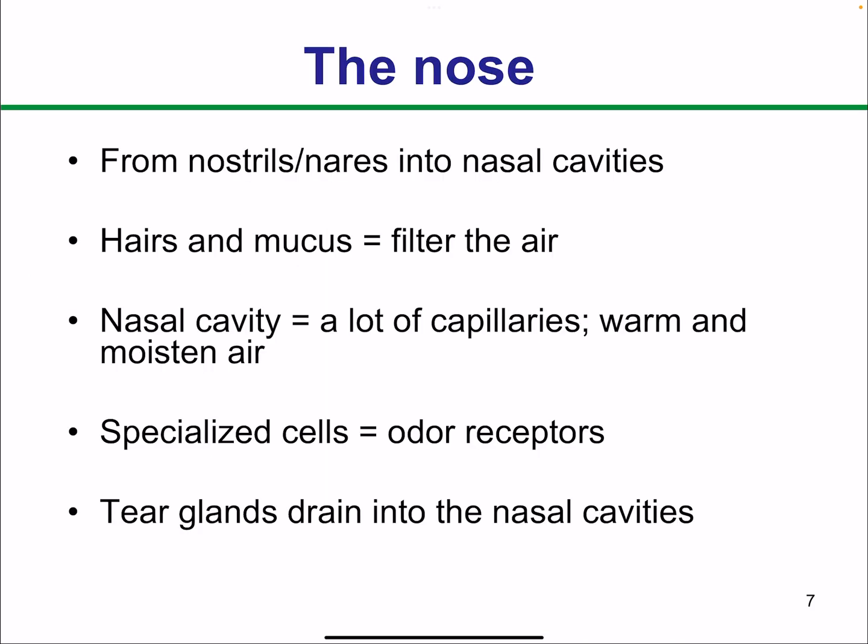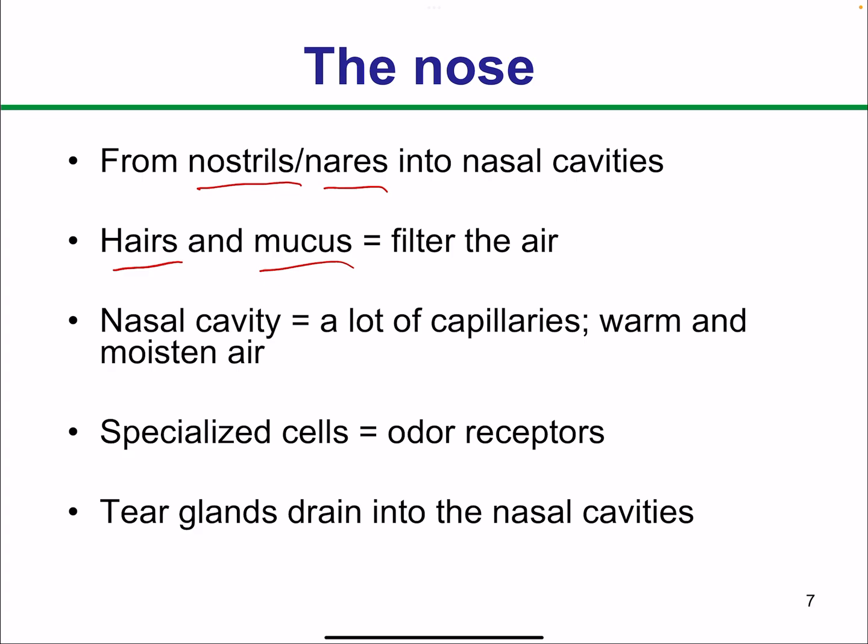Now, the nose is made up of nostrils or nares. From the nostrils, you get to the nasal cavity, where you have hair and mucus. Their job is to filter the air because there are a lot of particles in the air, and many of them are infectious, so you want to stop them there.